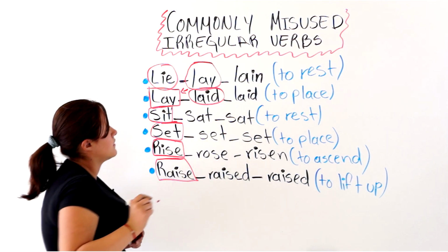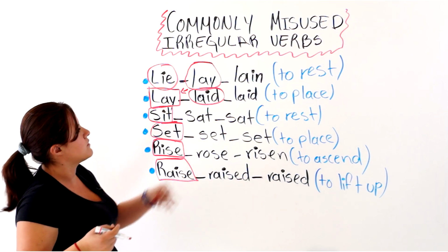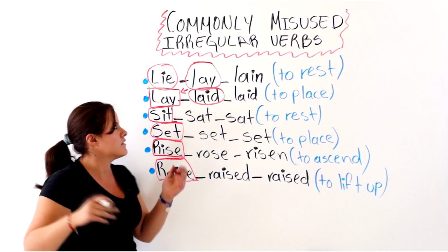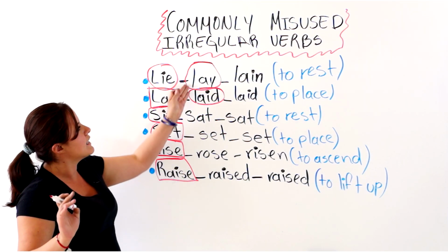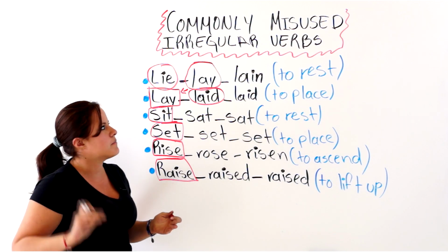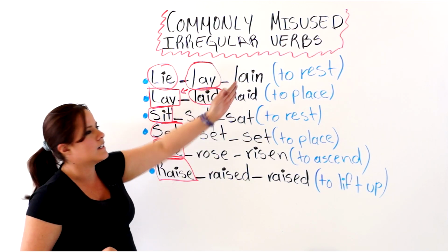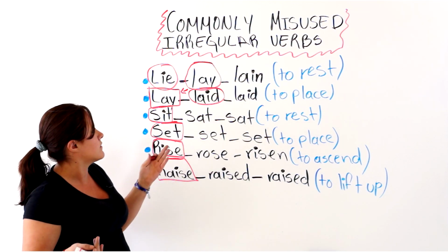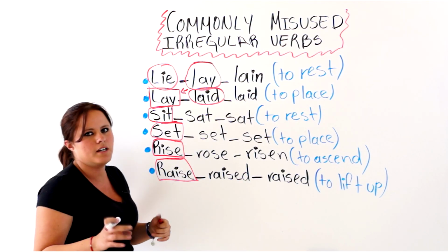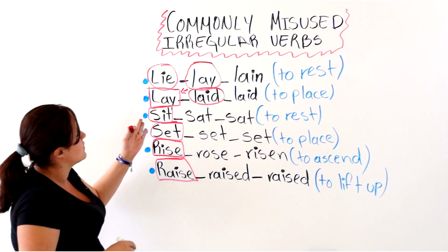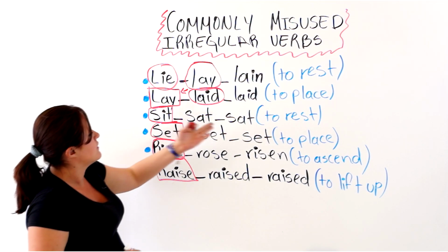For example, instead of saying, I rested on the grass, I laid on the grass. No. I lay on the grass. That is a past. Or I have lain on the grass. All right? The next one is lay, laid, and laid, to place. And the sit is sat.